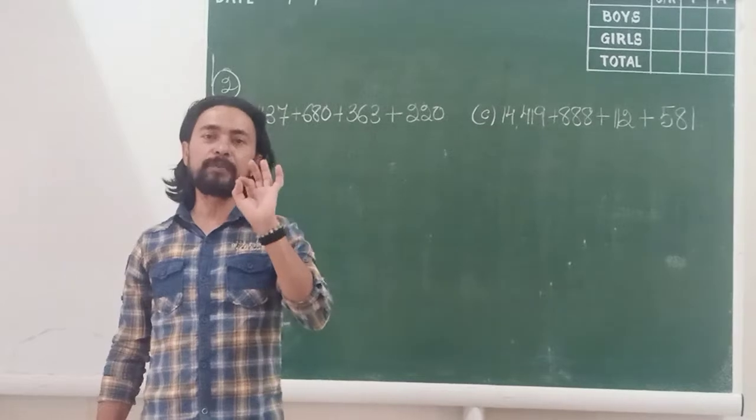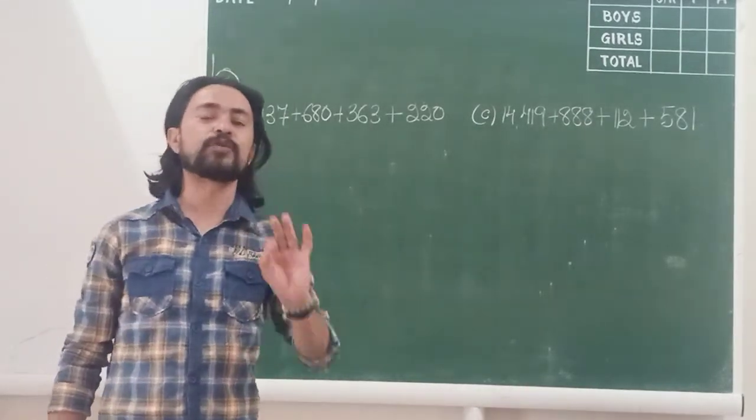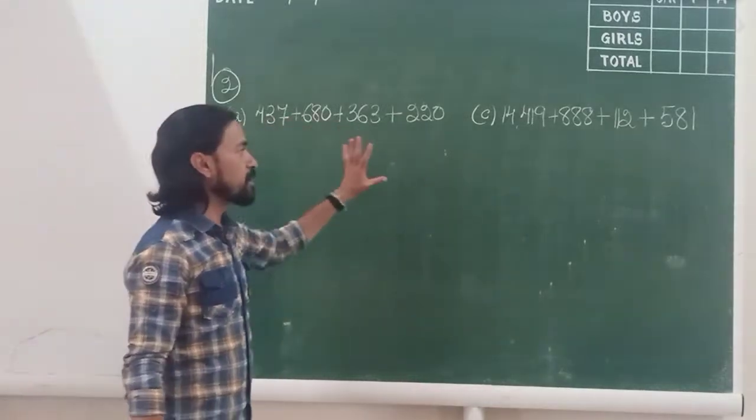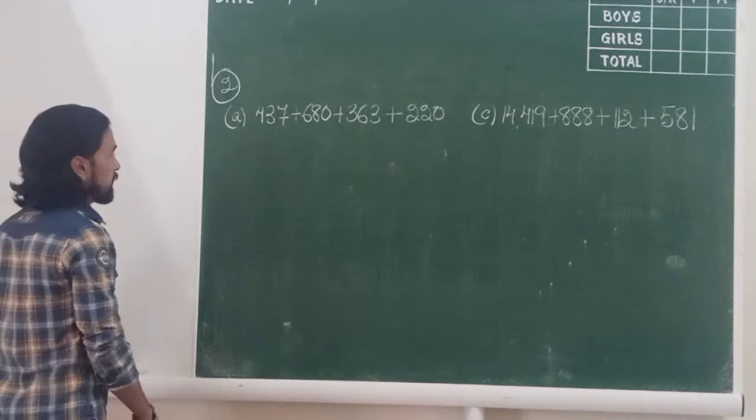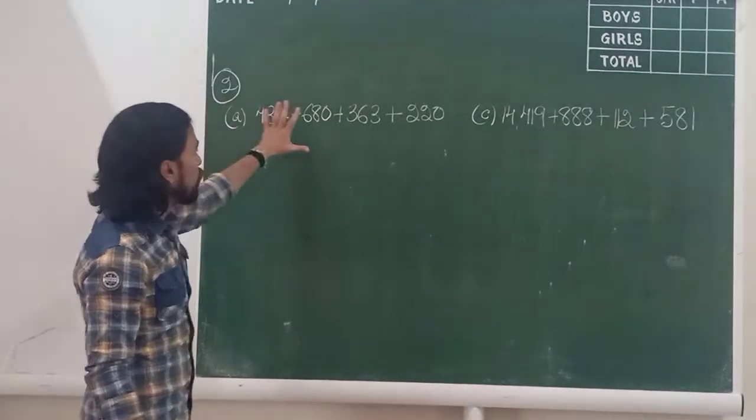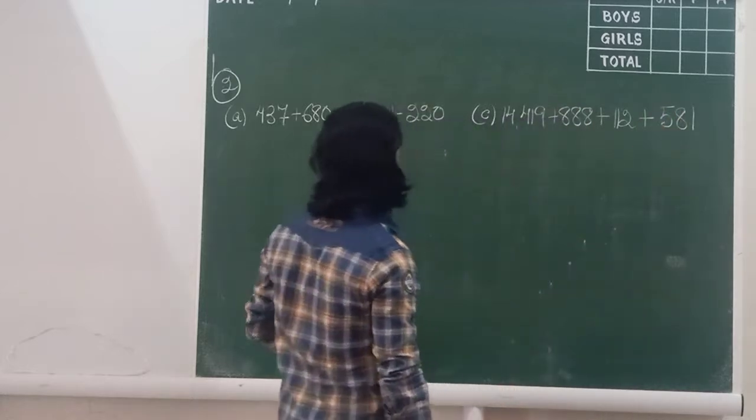I am giving only part B for homework. Try it. It's very simple, it's very easy. I am doing the difficult sums. Once you understand them, you will be able to do the easier one. Now they have given 4 numbers to be added, and here also 4 numbers to be added.